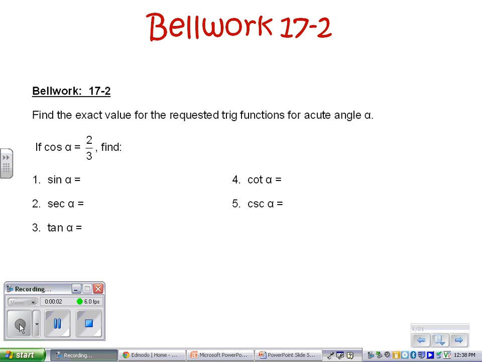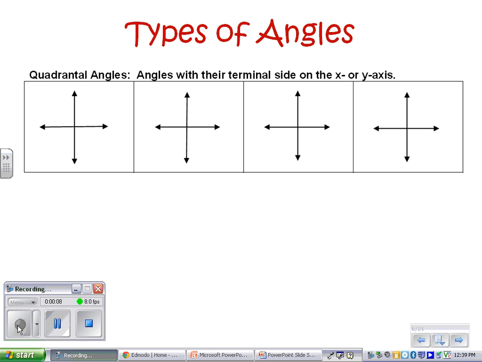This is pre-calculus, Unit 17, Section 2 of the Bell work. Today we're going to be talking about different kinds of angles.